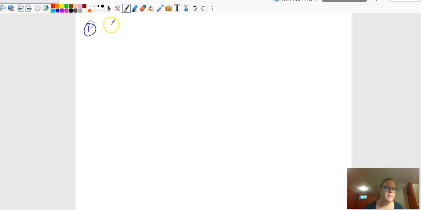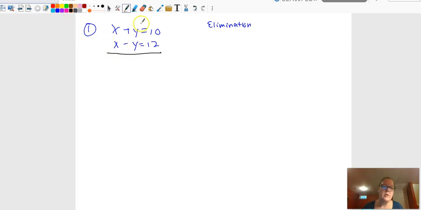First problem here, solve the system x plus y equals 10, x minus y equals 12. This is a problem I would do by the elimination method. The reason is that x's are lined up over x's, y's are over y's, and specifically the y's are already opposite each other. The goal with elimination is to get either the x's or the y's opposite each other, so that when we add the equations together, the y's cancel out. x plus x is 2x, equaling 22. If I am talking too fast, you can keep rewinding. So x is going to be equal to 11.